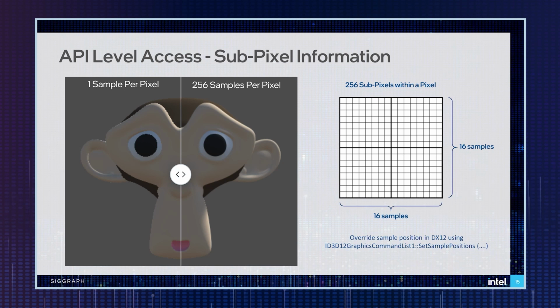And going down to the API level, this gives you a lot more access to the subpixel level information that is now possible with DX12. For example, the picture on the left-hand side is the single sample per pixel image, and on the right-hand side, it shows the 256 samples per pixel image. And as you can see, you can control this in DirectX 12 very easily using the function SetSamplePosition, which gives control over where you want to set the sample position within the pixel grid.